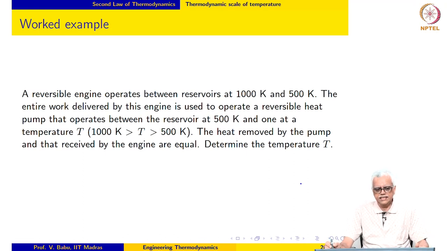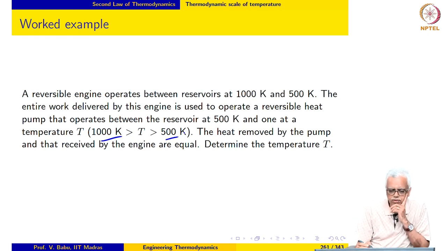Let us look at the next example. A reversible engine operates between reservoirs at 1000 Kelvin and 500 Kelvin. The entire work delivered by this engine is used to operate a reversible heat pump that operates between the reservoir at 500 Kelvin and one at a temperature T, which lies in between 1000 Kelvin and 500 Kelvin. Heat removed by the pump and that received by the engine are equal, determine the temperature T. This is what we have been asked to do.